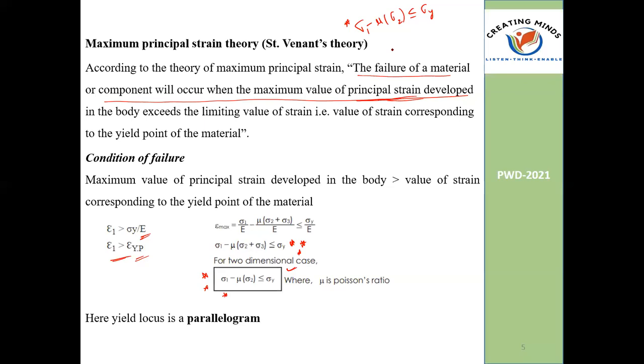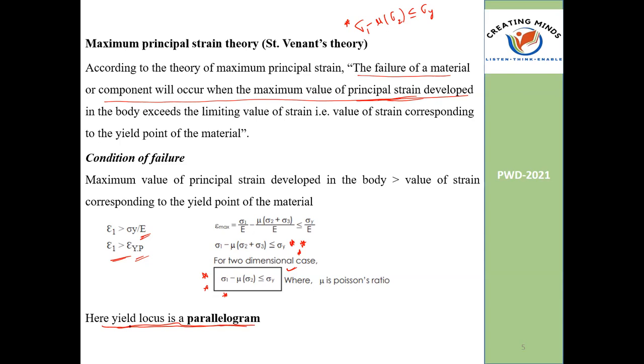And also, one more thing. The previous theory is applicable for brittle material, but this theory can be applicable for ductile material. And here I have mentioned one more thing: the yield locus of the point is a parallelogram. This is also a very, very important thing you have to keep in your mind.